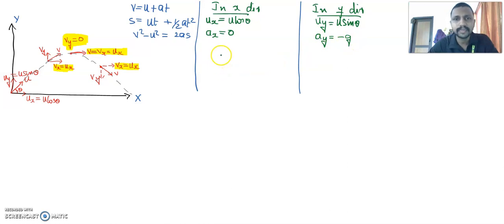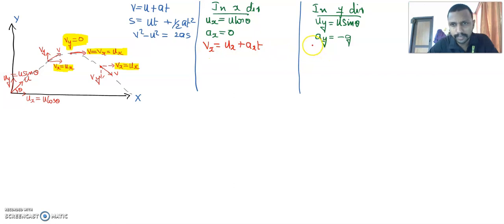Okay, then let's find out the final velocity in x direction. In order to find the final velocity in x direction, we can use the first equation of motion. In x direction, we could write Vx is equal to ux plus axt. This is the first equation of motion in x direction.